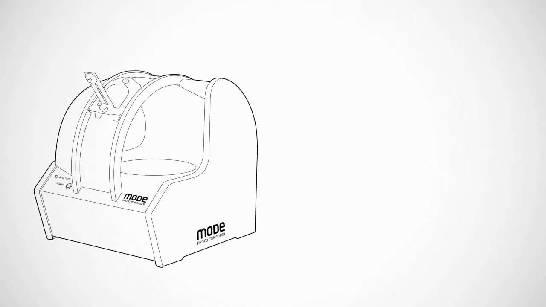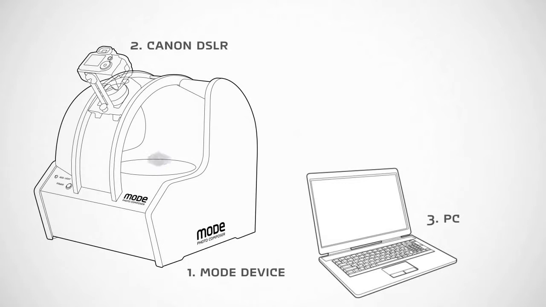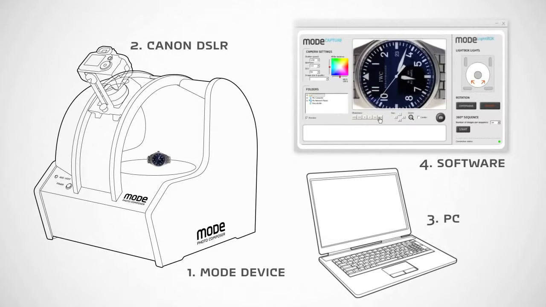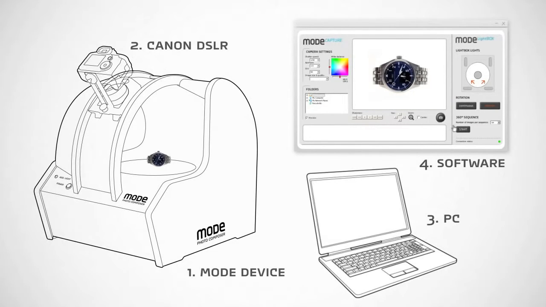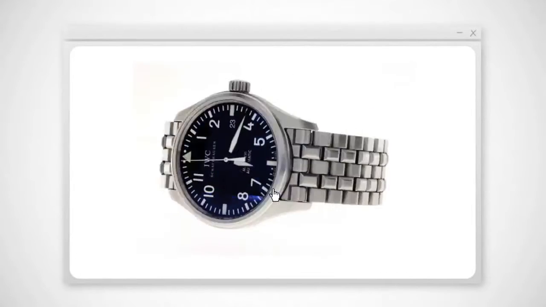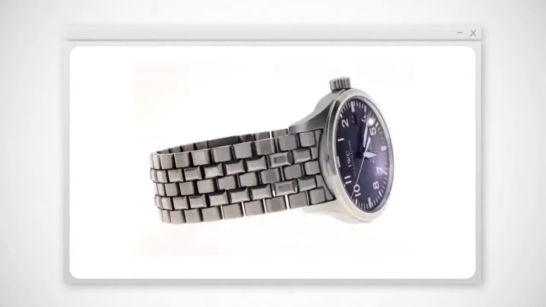To use the MODE device, you'll need a Canon digital camera and a PC with Mode Easy Photo software installed. The following parts of this tutorial describe features and workflow of taking PACKSHOT pictures and 360-degree presentations.